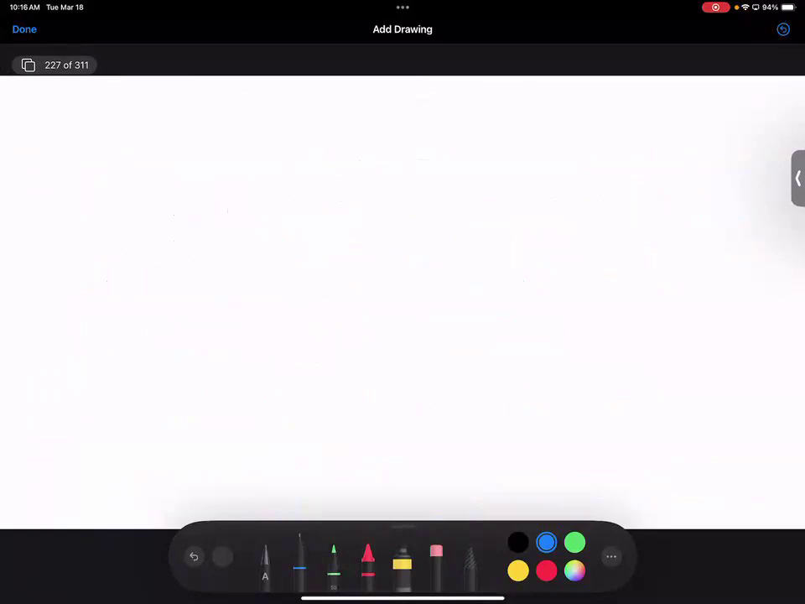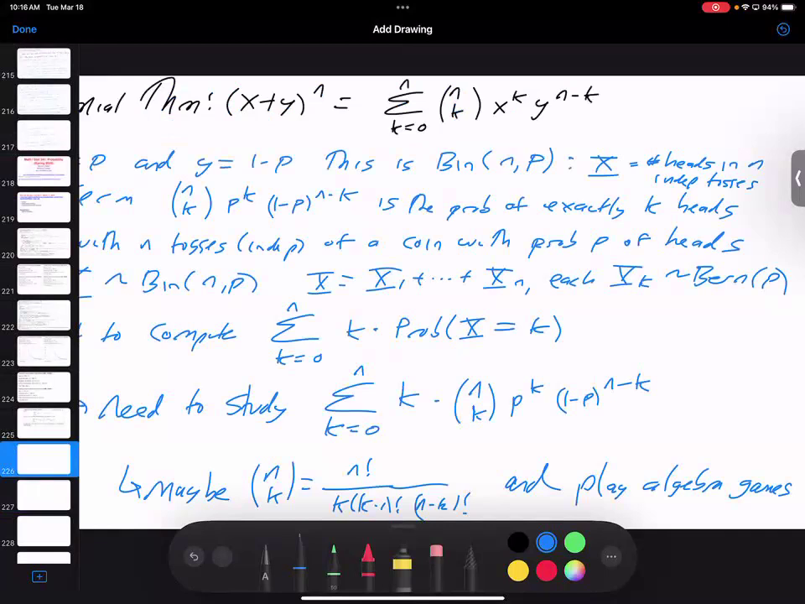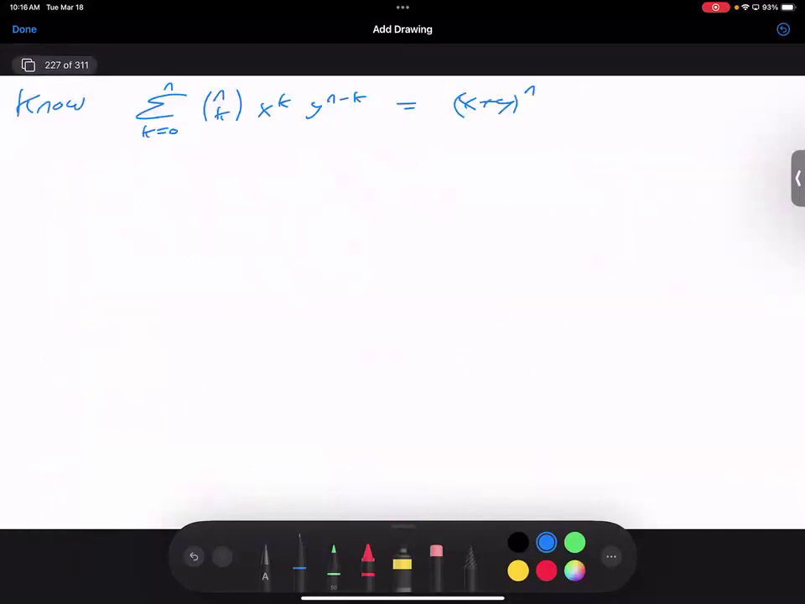And so what we're going to do is we know that the sum, k goes from 0 to n, of n choose k, x to the k, y to the n minus k, equals x plus y to the n. What I wanted to have is something close to this. I want to have k times n choose k, p to the k, 1 minus p to the n minus k. How could I get a factor of k from this? What could I do to get a factor of k?